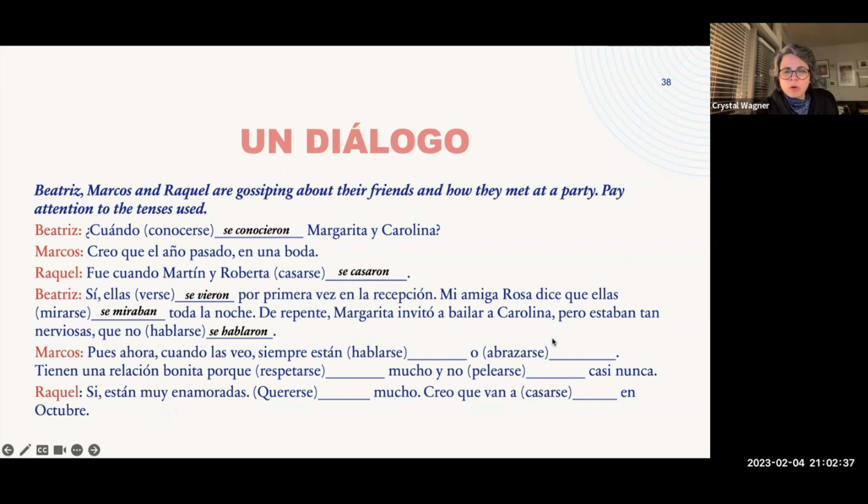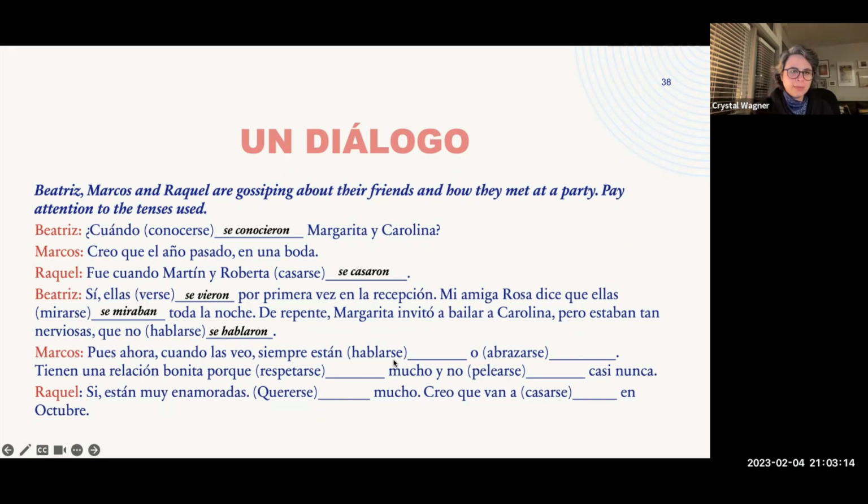So here we go with this use of the preterite once more. Why would that be? Well, because this is during this dance, but here we have another use of the imperfect. Estaban tan nerviosas. But here, we have a description of the characters and how they were during this event. So therefore, we use the imperfect. Marcos. Pues ahora, we're switching back to present tense. Cuando las veo, siempre están.